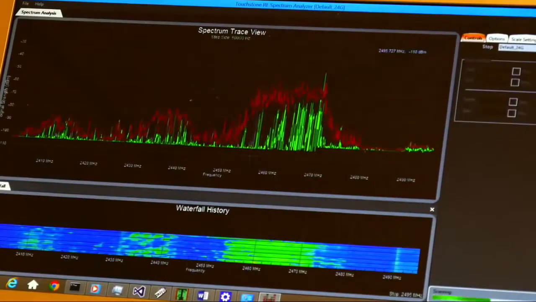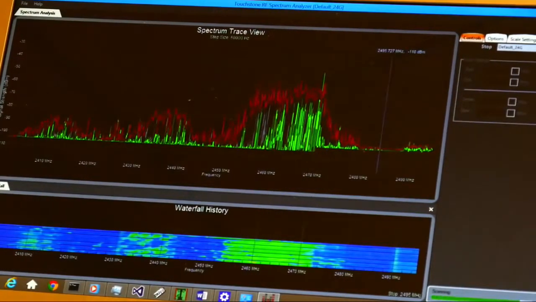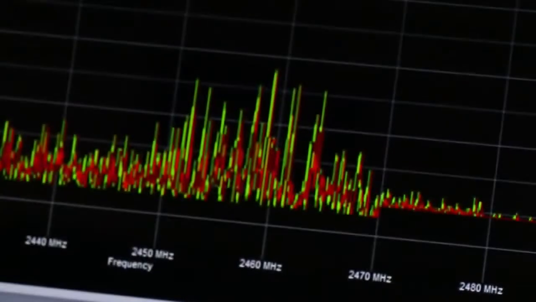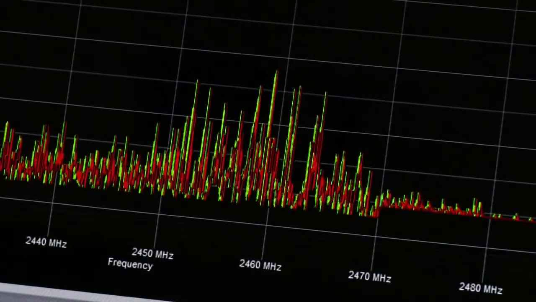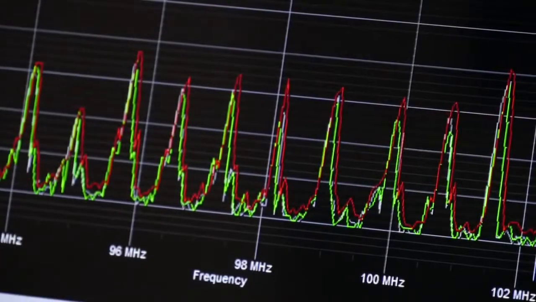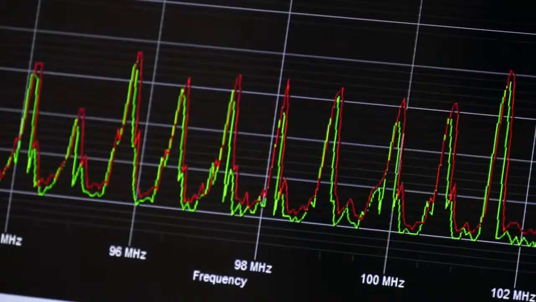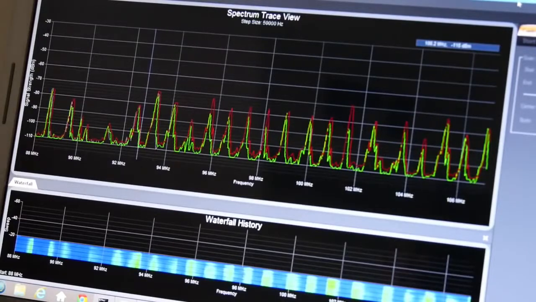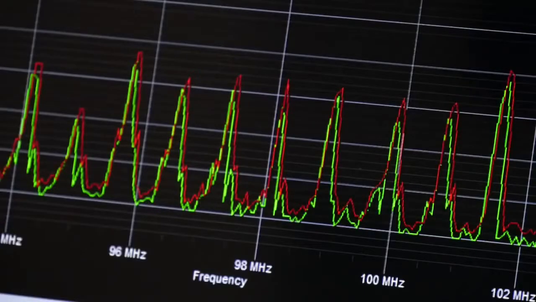The RF spectrum analyzer repeats its sweep over and over again. The result of each sweep is displayed and is called an RF spectrum trace. Each peak in a spectrum trace represents a transmitted signal. Here, you can see the spectrum trace of the FM band from 88 to 108 MHz. Each peak represents a different broadcast station transmitting an RF signal at a particular frequency.